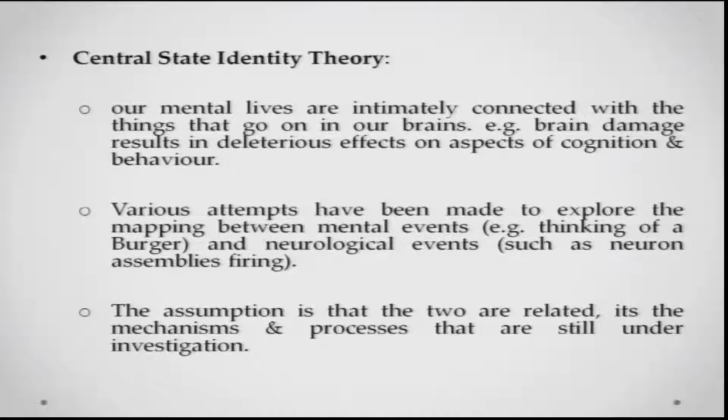One of the possibilities is offered in this theory called the central state identity theory. The central state identity theory says that our mental lives are intimately connected with the things that go on in our brains. So any mental activity that takes place can be mapped back onto some neural activity that happens in the brain. Say, for example, brain damage sometimes leads to loss of memory, loss of language, loss of understanding, things like that. Okay, so that relationship can be made. That part is at least clear.